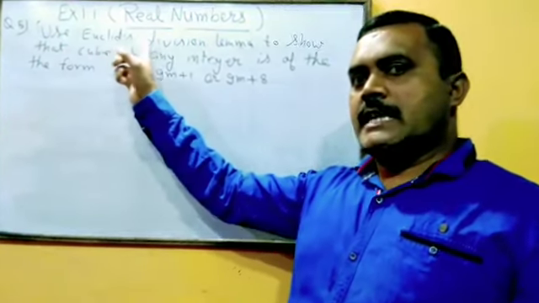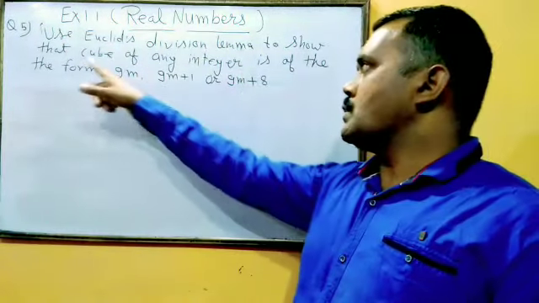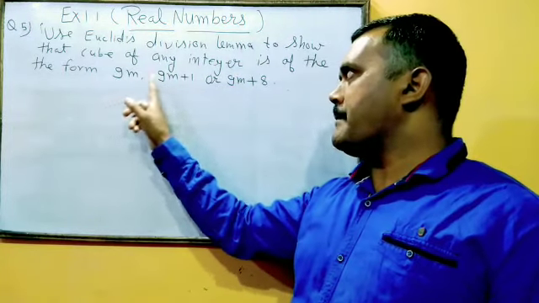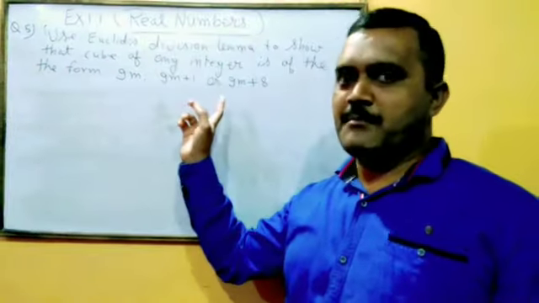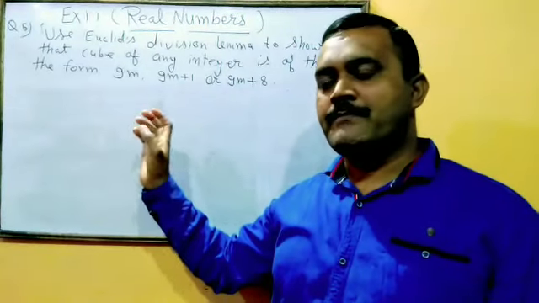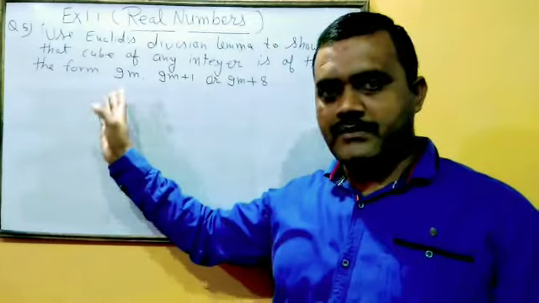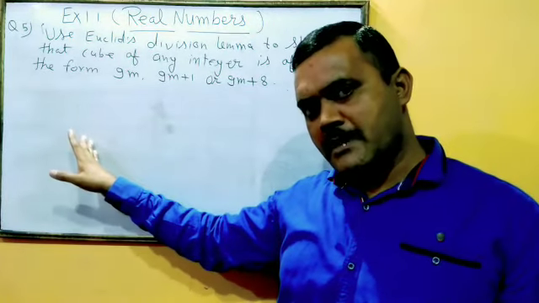Use Euclid division lemma to show that cube of any integer is of the form 9m plus 1 or 9m plus 8. Let's see the solution. Solution is very simple, as we have done the earlier question. In the previous question we have done the same thing, we will do the same.